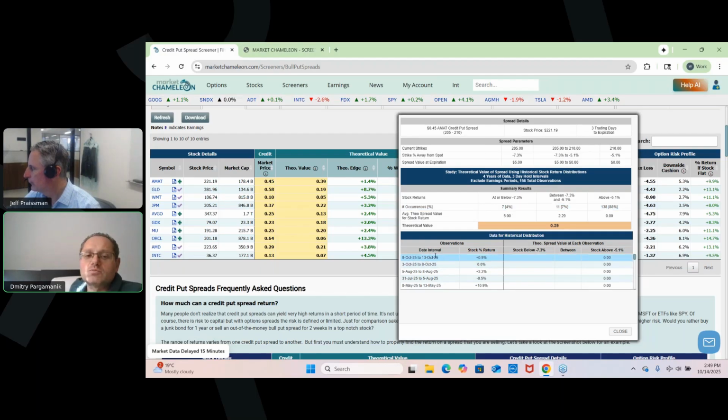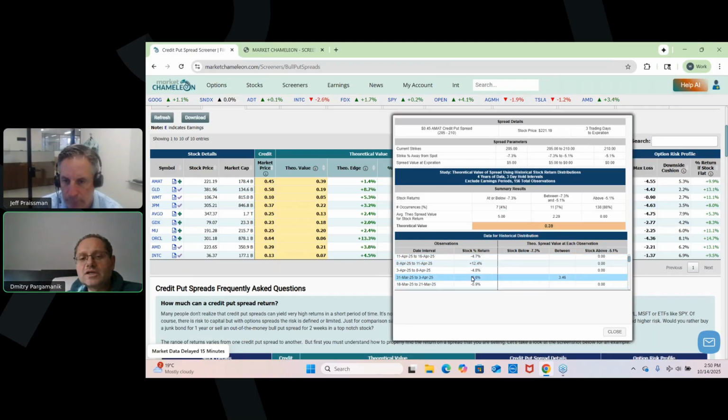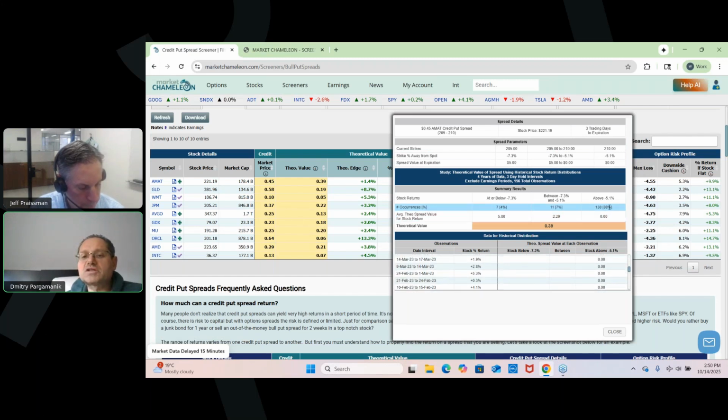So you could see here, October 8th to October 13th, the stock was up 0.9%. Well, that means both these options would be worth 0, because they'd expire worthless. That's a win for you, because if both options are worth 0, you sold it for 45 cents. That's a great scenario for you. October 3rd to October 8th, the stock was unchanged. Both options would be worth 0. So we're going through historically, looking at the different moves and what the option would be worth. And if the option would be worth less than 45 cents, that's a win, right? So we're going through all these scenarios and then calculating the percentage of times.